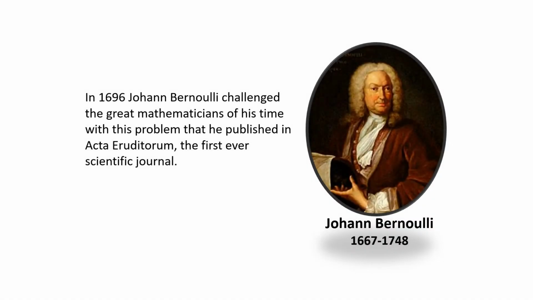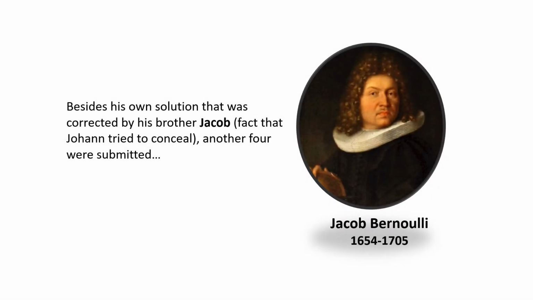In 1696, Johann Bernoulli challenged the great mathematicians of his time with this problem, which he published in Acta Eruditorum, the first ever scientific journal. Besides his own solution, which was corrected by his brother Jacob, a fact Johann tried to conceal, another 4 were submitted.